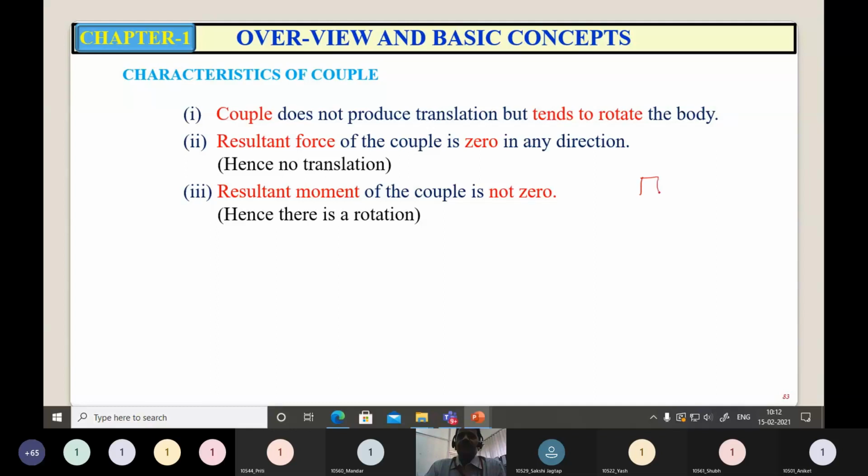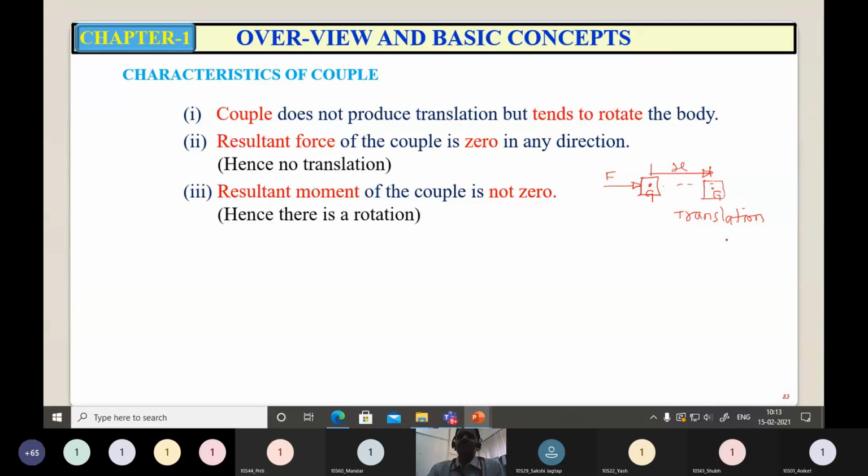Suppose this is G, the center of gravity of the body. So when you apply a force on the body, and if the position of the body changes, so simply if there is a change in the position of center of gravity, so it is moving through this distance, then you can say that the body is having translation. If there is a change in the position of center of gravity of the body, then you can say that it is having translation.